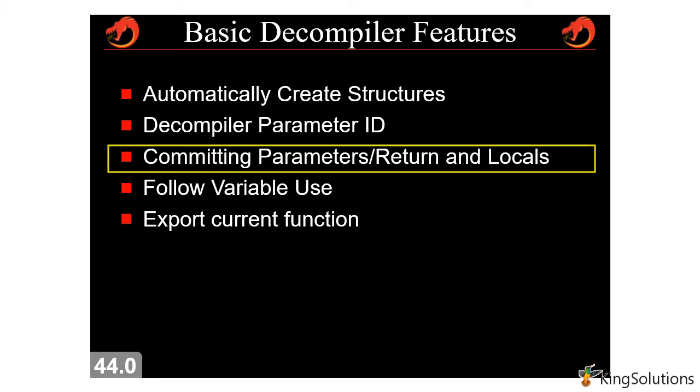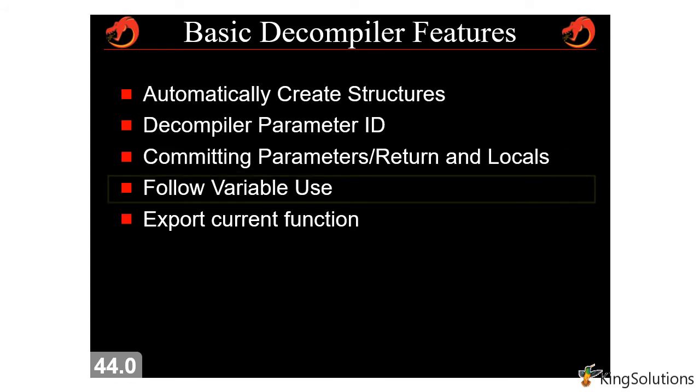Committing parameters, return, and locals. This option does the same thing as decompiler parameter ID, but is actioned individually and manually by the user. It can be done separately to parameters, returns, or local variables. Caution: only use this feature if you want to lock the decompiler output instead of adjusting to program changes.